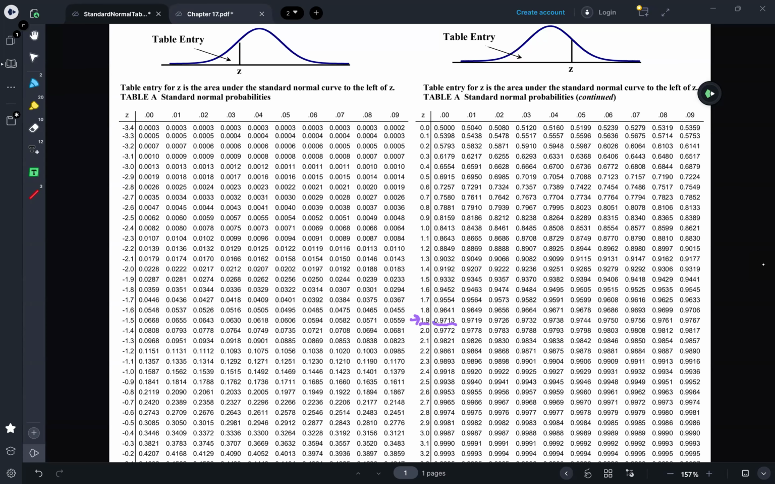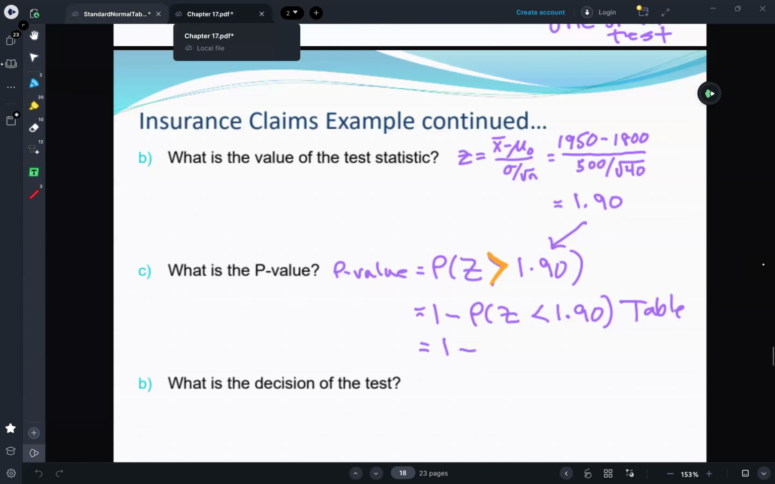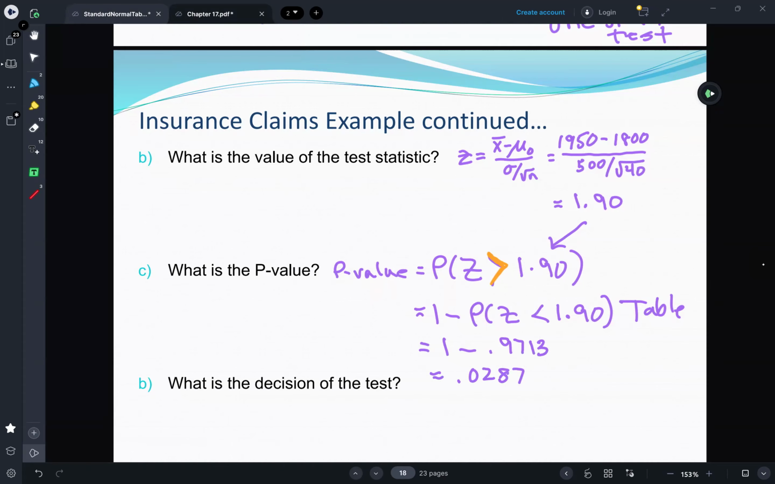We go back to our calculation, that ends up equaling 0.0287, which is 2.87%.